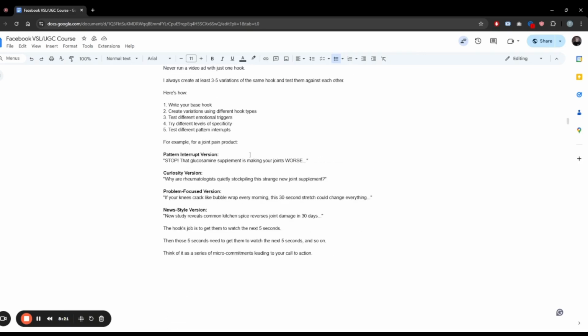For example, for a joint pain product, you can have a pattern interrupt version. So, stop, that glucosamine supplement is making your joints worse. Or you can have the curiosity version, where you're a rheumatologist, or make it more simple. You can have physical therapists quietly stockpiling this strange new joint supplement.